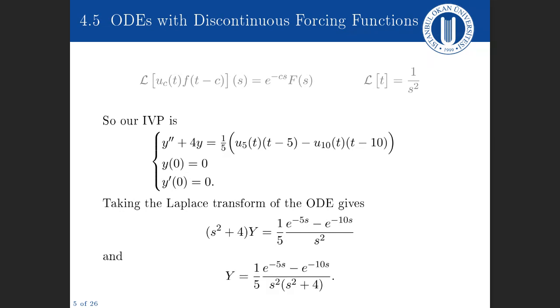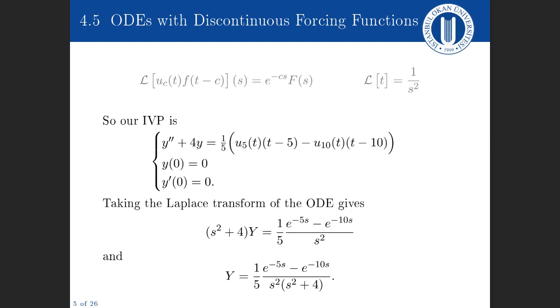Divide both sides by s squared plus 4, and we get our equation for capital Y. If we can find the inverse Laplace transform of capital Y, then we have the solution to the initial value problem. So what do we do when we have something like this?